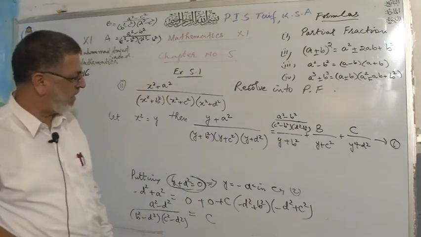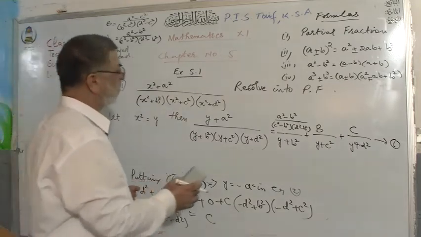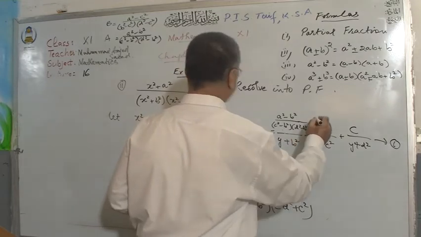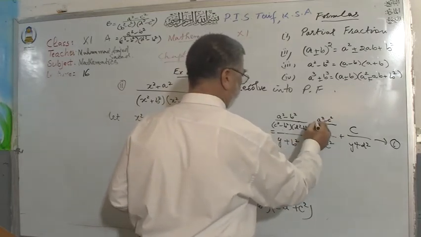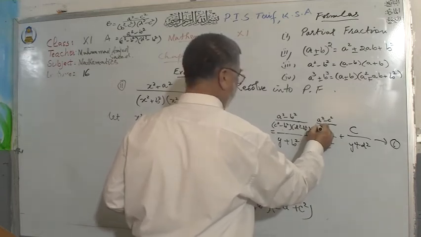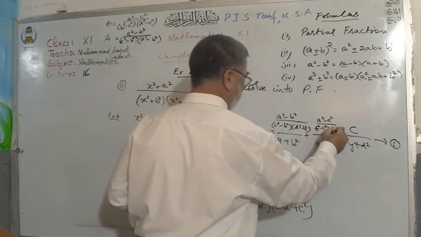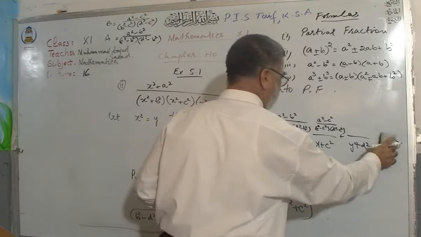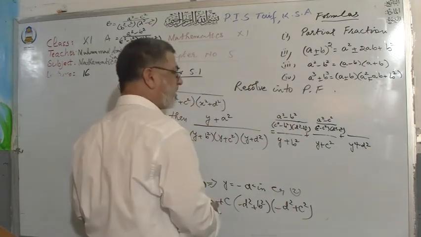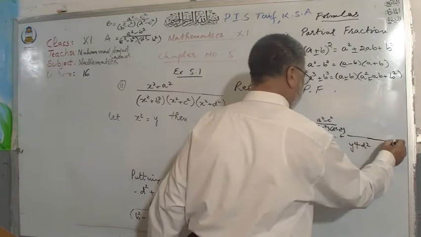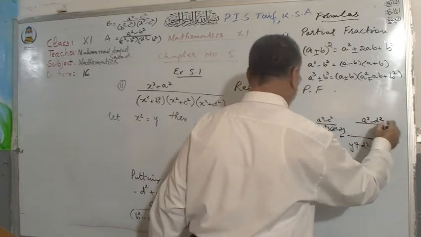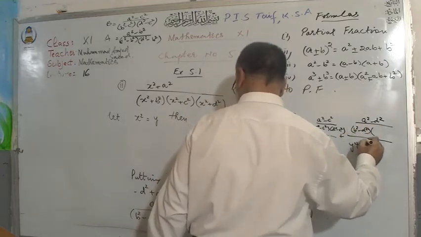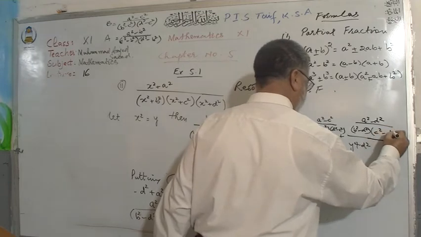Then after that we will write down the value of b. Value of b is a square minus c square divided by b square minus c square and d square minus c square. Now the value of c, a square minus d square divided by b square minus d square and c square minus d square.